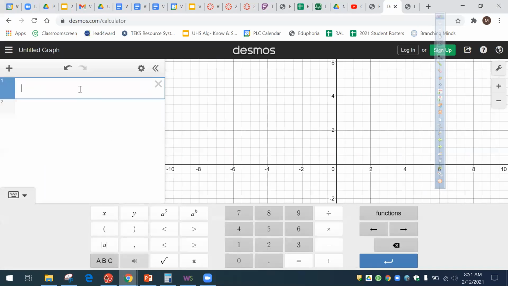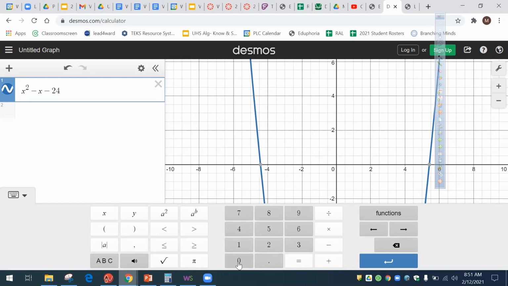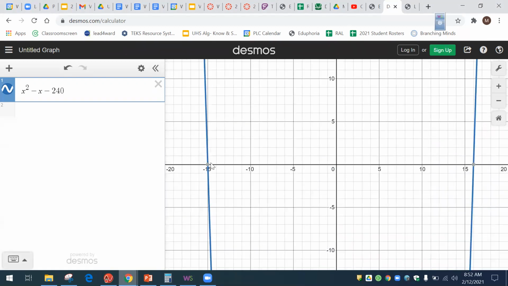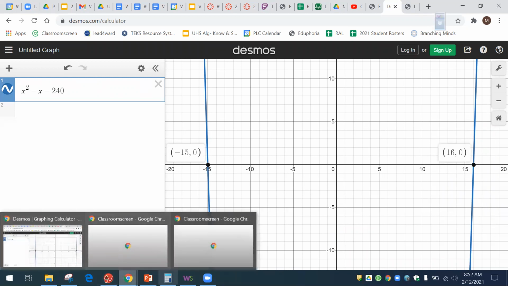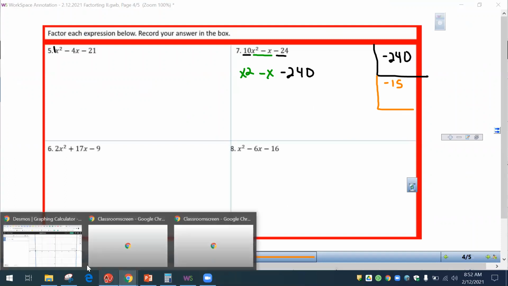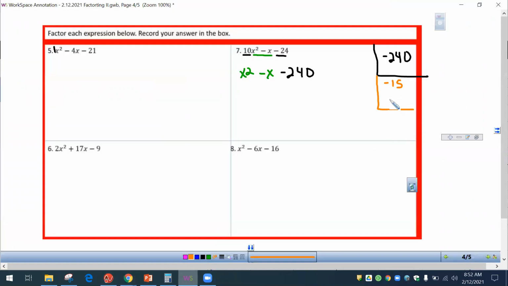So you'll type in x squared. I'm sorry, there's a lot of stuff up here. 240, you can't see it, so just keep on zooming out. So press the little minus sign. And then you see it crosses it twice, at -15 and 16. So you'll write your factors here. -15, sorry, short memory, and 16.